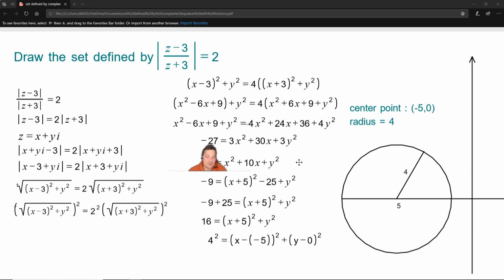So negative 27 divided by 3 is negative 9. 3x squared divided by 3 is x squared. 30x divided by 3 is 10x. 3y squared divided by 3 is y squared. Next, on the right side, I'm going to complete the square. Again, I'm just going to describe that verbally.